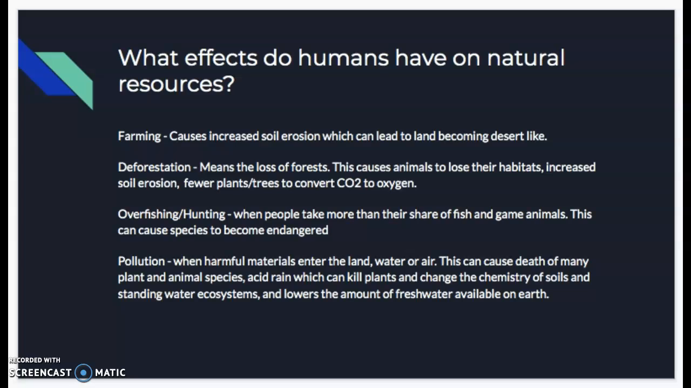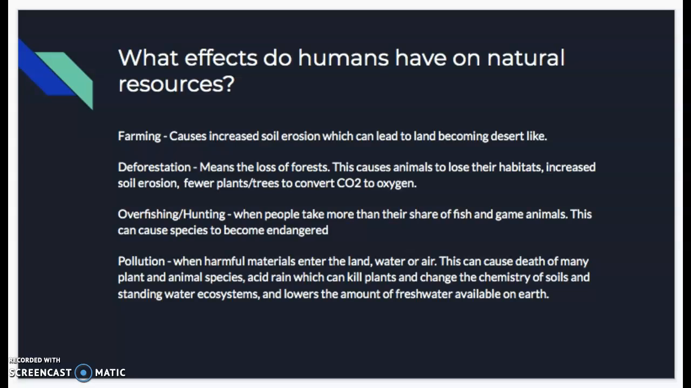Then we have overfishing and hunting. I'm not saying that fishing and hunting are bad. They really aren't. However, overfishing and hunting means that you take more than your fair share, or more than what can feed your family and yourself if it's just you. So you're kind of being greedy. And when this happens, it can cause species to become endangered and eventually extinct. You can hunt and fish species to extinction. So it's important to take only what you can use, and don't take more. If you're a family of 2, you don't need 10 deer to feed for 1 year.